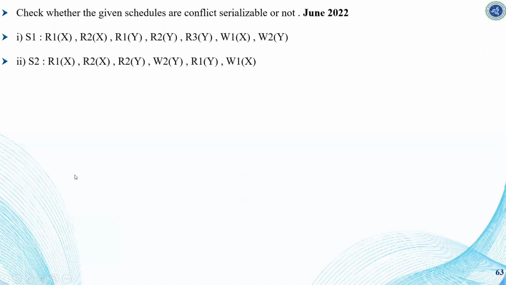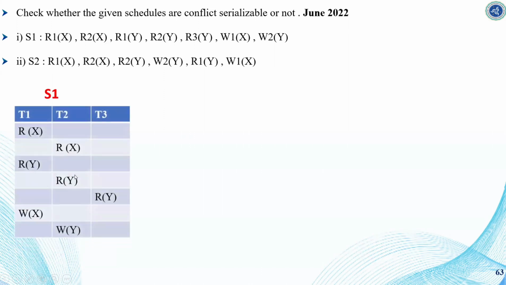Okay. So check whether the given schedules are conflict serializable or not. So this is a question from June 2022 K2 syllabus. So here this is S1 schedule and this is S2 schedule.